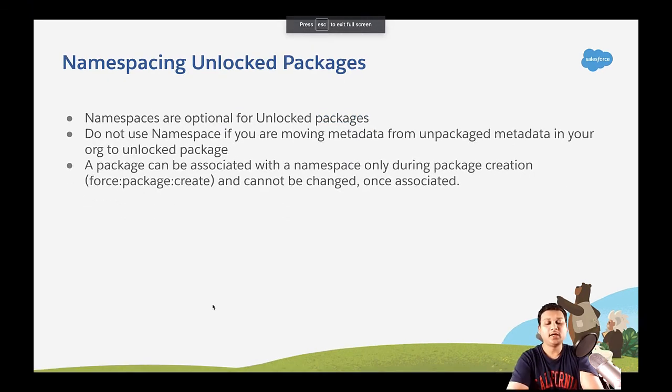Okay. So the other thing that I want to touch upon is namespacing unlocked packages. Now, namespaces are optional for unlocked packages. So really do not use a namespace if you're moving metadata from unpackaged metadata. Now, what is unpackaged metadata? The metadata that exists in the org today, which is not tied to a version or a package version or an unlocked package version, is called unpackaged. It's the happy soup that exists today in your org. So if it is not packaged as a part of a package, if it's just something that you have built and deployed using change sets, those categorize as unpackaged metadata.